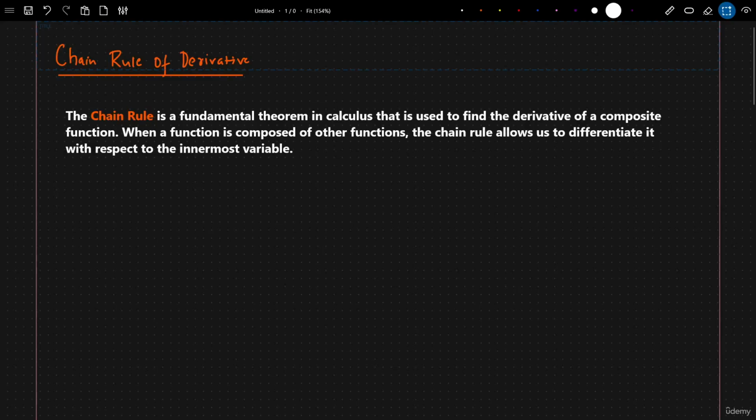Hello guys, so we are going to continue the discussion with respect to derivatives. In this video, we are going to discuss a very important topic which is called the chain rule of derivatives. Now this topic specifically even comes in deep learning and machine learning.